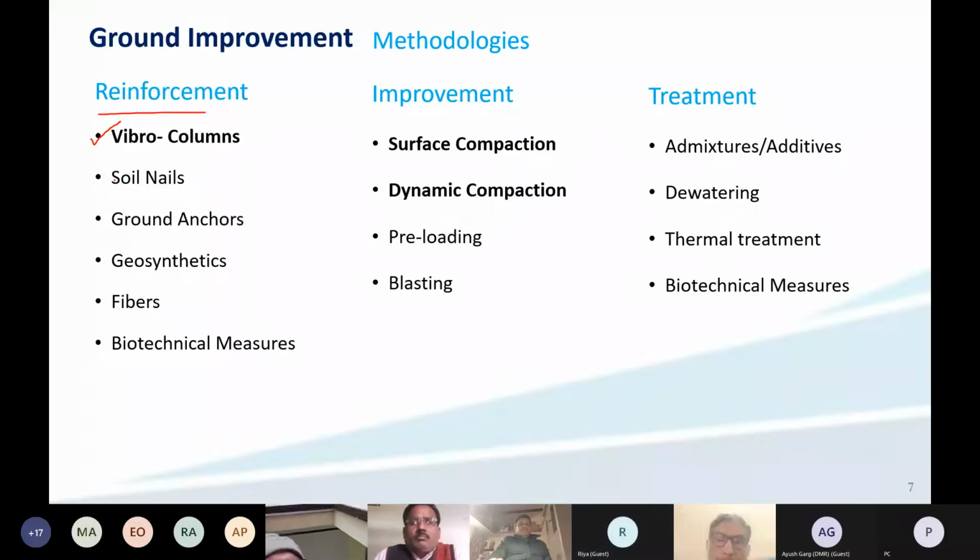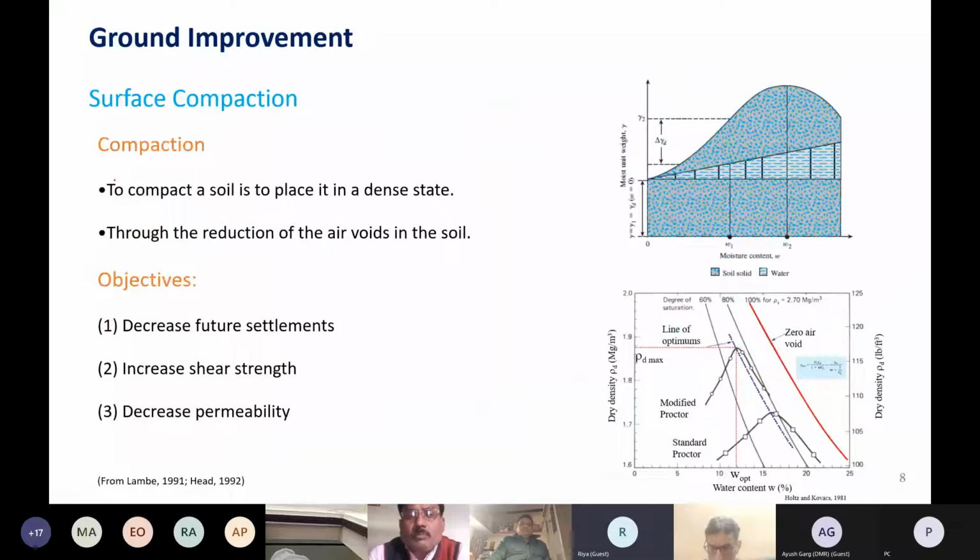In treatment, again, it pertains to changing the structure of your soil. So for example, adding some admixtures or additives, which can improve the cementation, improve the cohesion, or reduce the permeability. So that's treating your soil. Same with dewatering, thermal treatment. There are some biotechnical measures, introducing some bacteria and algae in your soil to improve the clogging or improve the cementation. So you're treating your soil again with some external measures. Let's look into each of these.